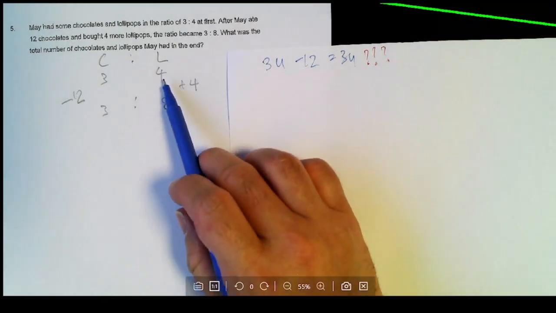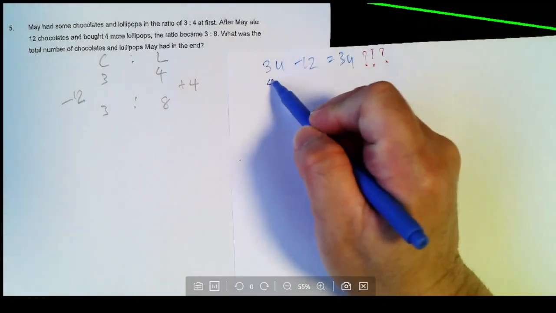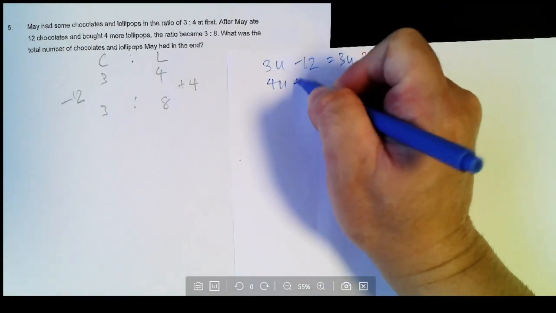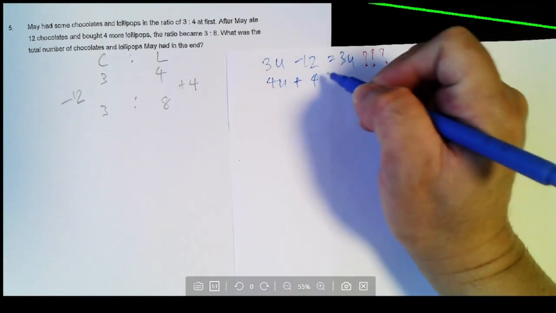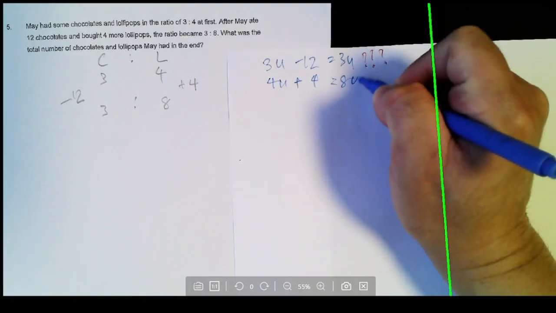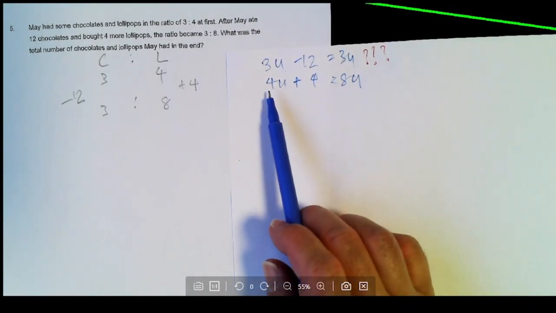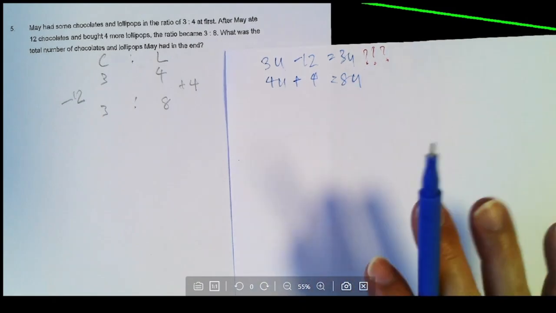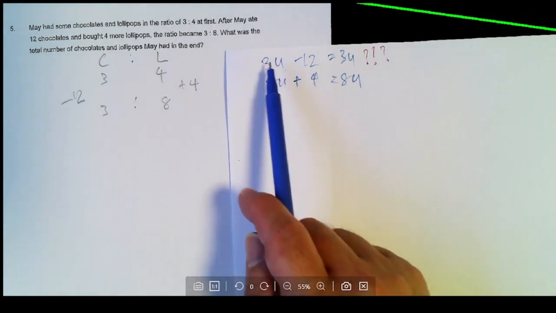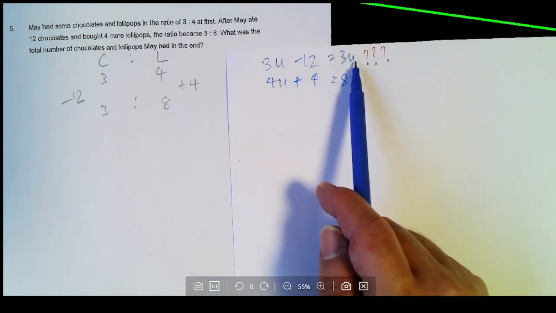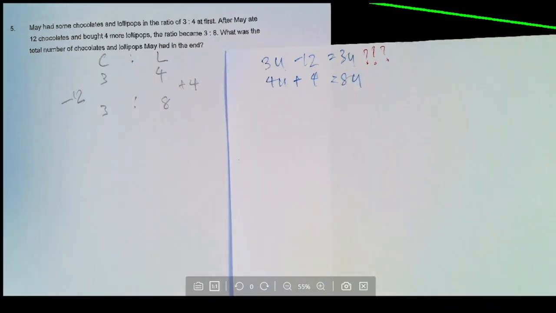Okay, this one, 4u plus 4, you get 8u. Not so bad. At least this one is logical, okay? 4u, you add some more, becomes 8u, not too bad. But how can this one be true? 3u minus 12 equals 3u. It does not make sense, right?